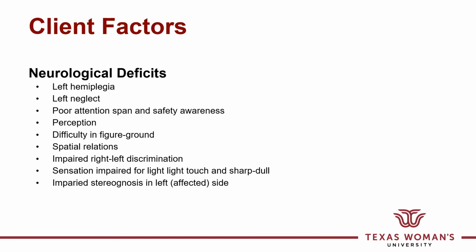Our client factors for Frank, just as a reminder, are that his neurological deficits are he has a left hemiplegia with left side neglect, poor attention span, safety awareness. He has perception issues. He has difficulty in figure ground, spatial relations, impaired left and right discrimination, sensation impaired for light touch, and sharp and dull, impaired stereognosis in the left.